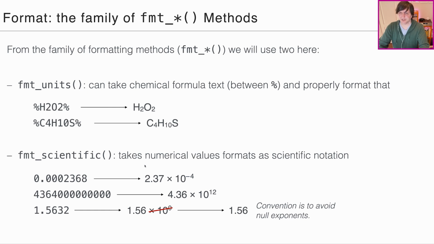fmt_scientific is really good for large or really small values, and it puts them in scientific notation, which is what you often see in lots of places where you represent small or very large numbers. And the cool thing it does is that if the number is in the range of 1 to 10, it doesn't include a times 10 to the 0 part, because the convention is to avoid null exponents. So that is just essentially rounded.